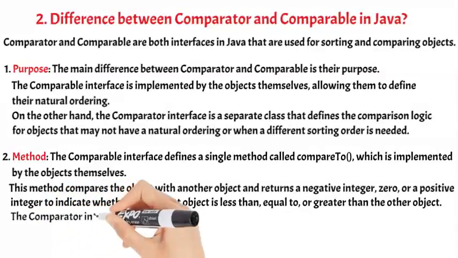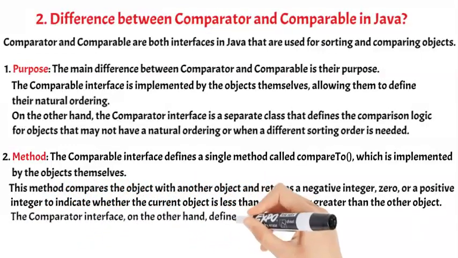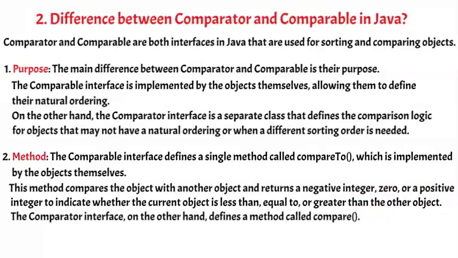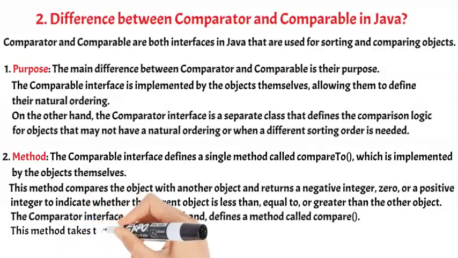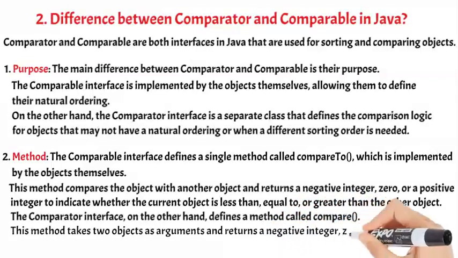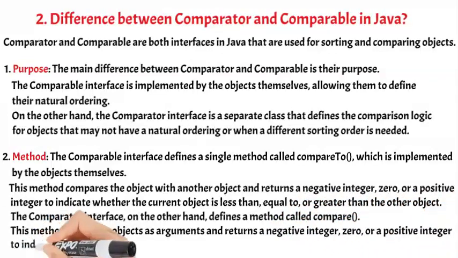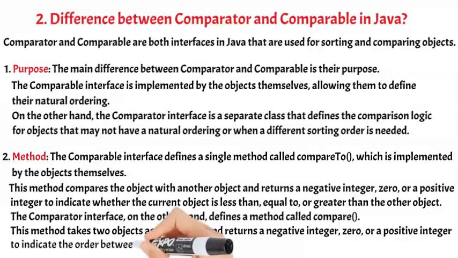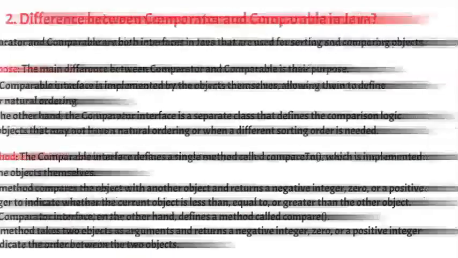The comparator interface, on the other hand, defines a method called compare. This method takes two objects as arguments and returns a negative integer, 0, or a positive integer to indicate the order between the two objects.